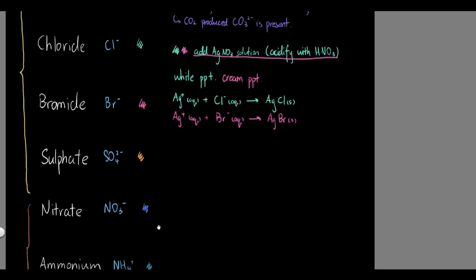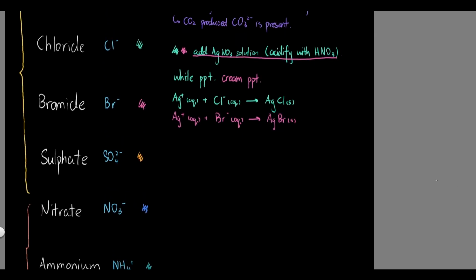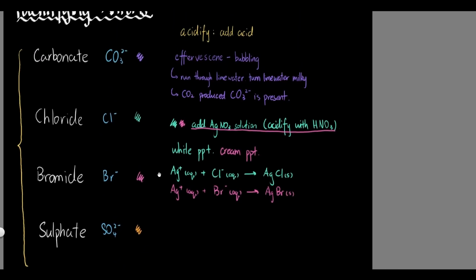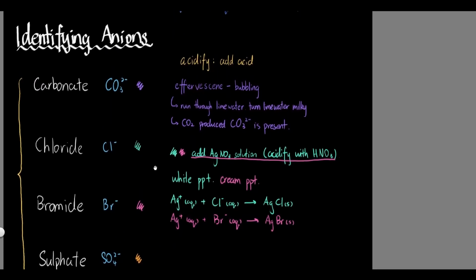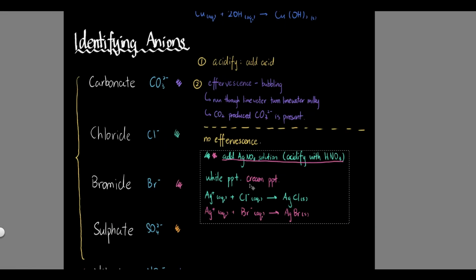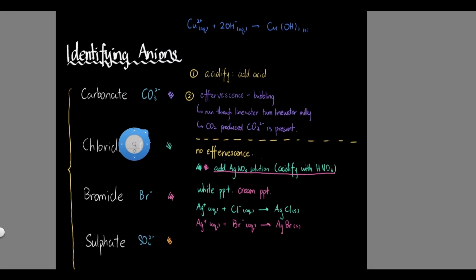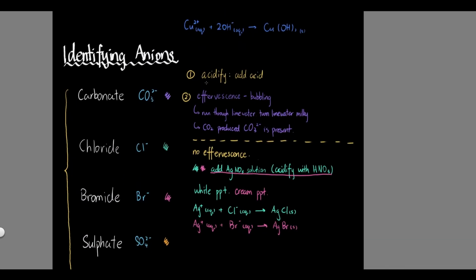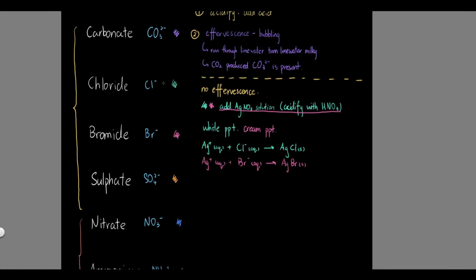All right, moving on. We have sulfate, and for sulfate, the test is actually different from the one for chloride and bromide. So I would label the test like this so that it's easier. Sorry for the confusion. This is basically what happens. If you acidify and it has effervescence, so if it bubbles, then there is carbonate present. If it doesn't bubble, then you have to test for chloride, bromide, or sulfate, and sulfate actually.